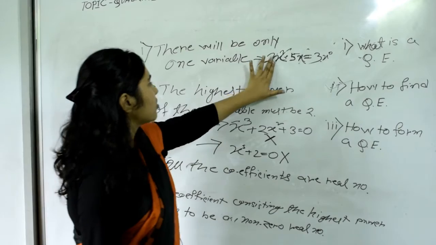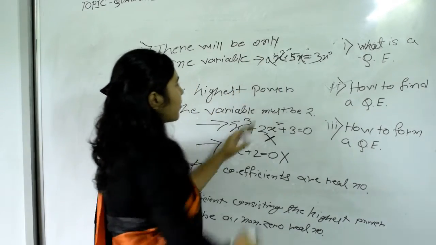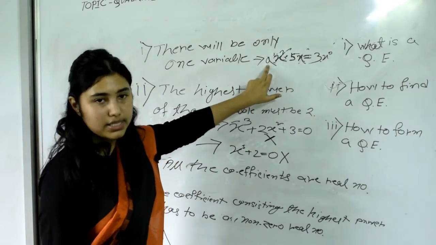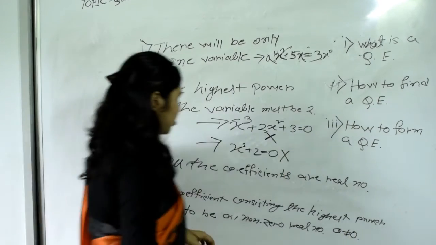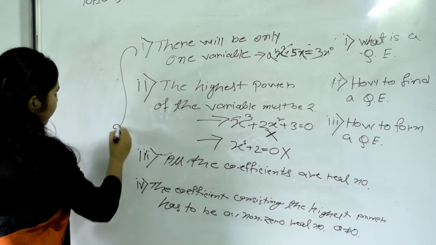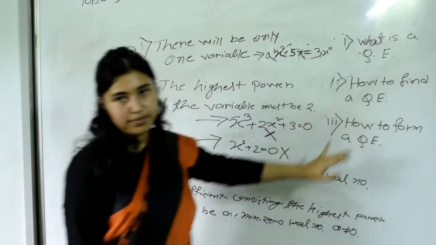That means suppose the coefficient of x square, here the highest power of x is 2 and the coefficient of this x square is a, then a can't be 0. So this is our third characteristic. Now from all these four characteristics we can find a quadratic equation.